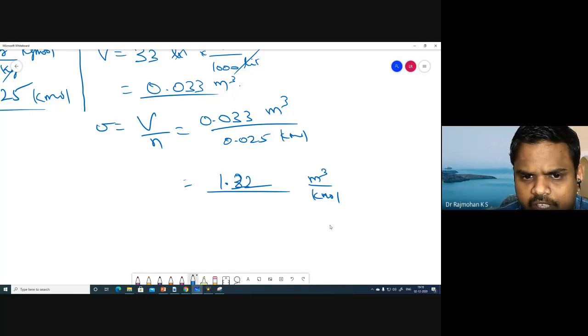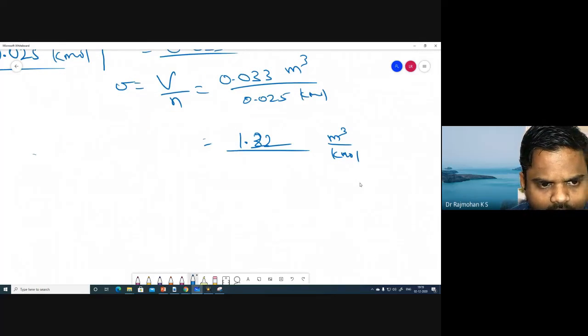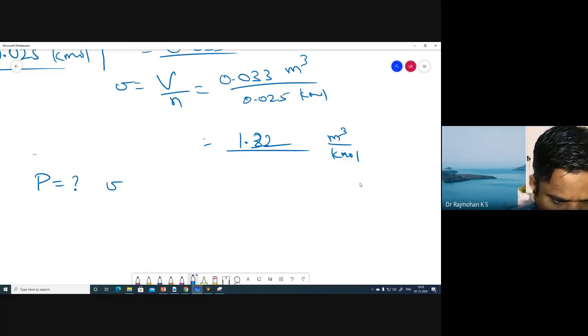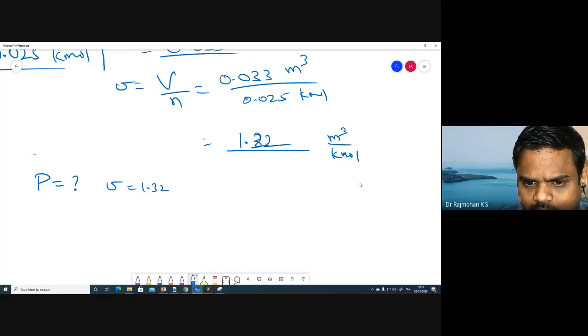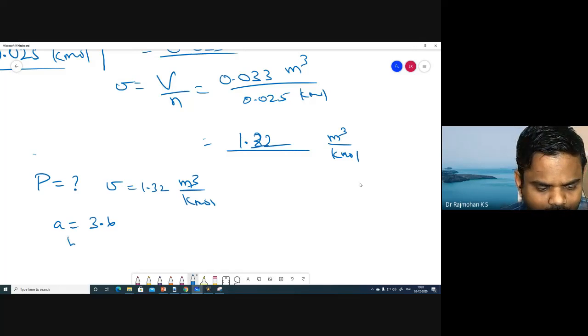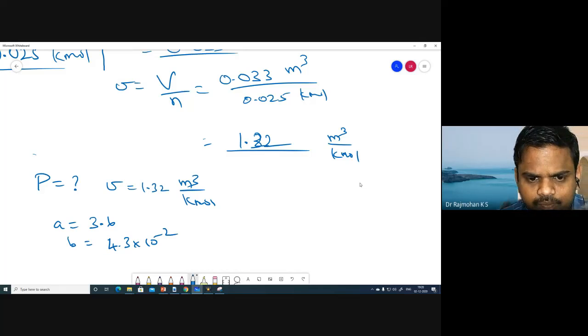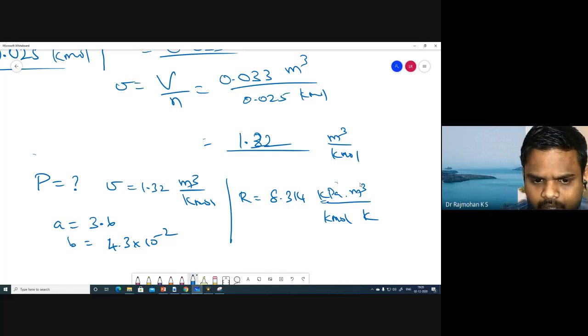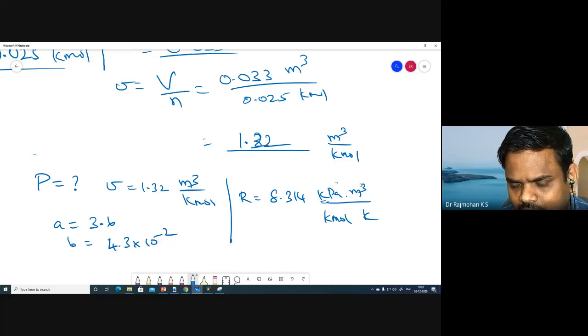So now what we have to determine is the value of P. Let us write all the terms here. Remember, A and B values are given with kilopascal units. A is given in kilopascal unit, B is given in meter cube per kilomole. So there won't be much issue in this problem. The V value is 1.32 meter cube per kilomole. A value is 3.6, B value is 4.3 into 10 power minus 2. What is the R value? We know R value is 8.314 kilopascal meter cube per kilomole Kelvin. If A value is in megapascal, we have to substitute in megapascal, so take care of unit consistency there.